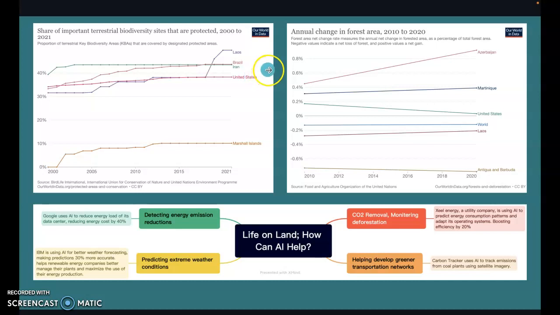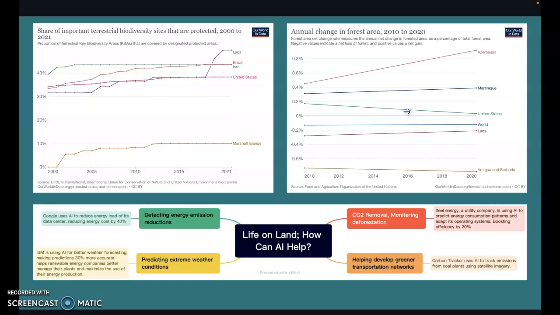The annual change in forest area, 2010 to 2020. Forest area net change rate measures the annual net change in forested areas as a percentage of total forest area. Negative values indicate a net loss of forest, and positive values a net gain. So as you can see, Laos did have more of a net loss. The US is slowly getting there, but Laos is in the negative where the US is still in the positives.